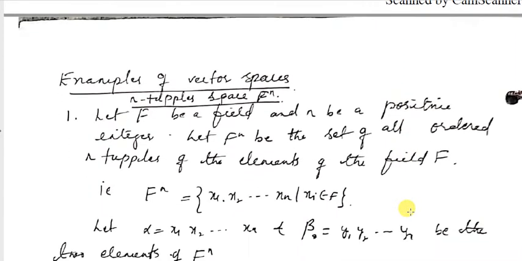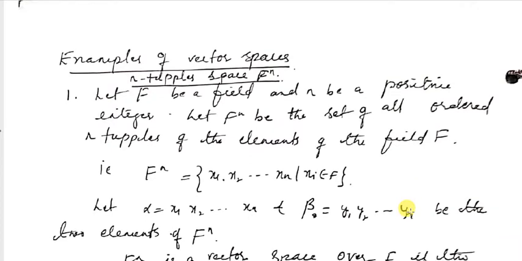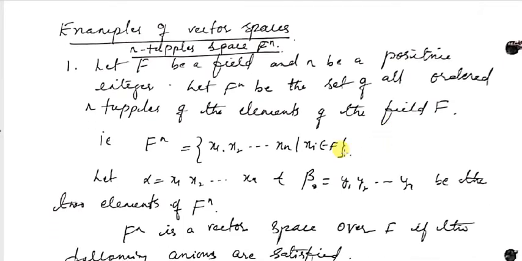Let me give a few examples of vector spaces. Number one is the n-tuple space Fn. Let F be a field and n be a positive integer. Let Fn be the set of all ordered n-tuples of elements of the field F. So it contains n-tuples x1 to xn, where each xi belongs to F.